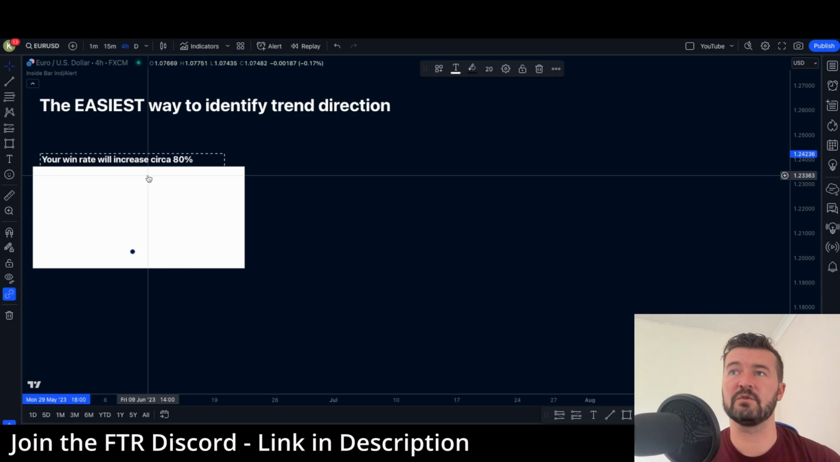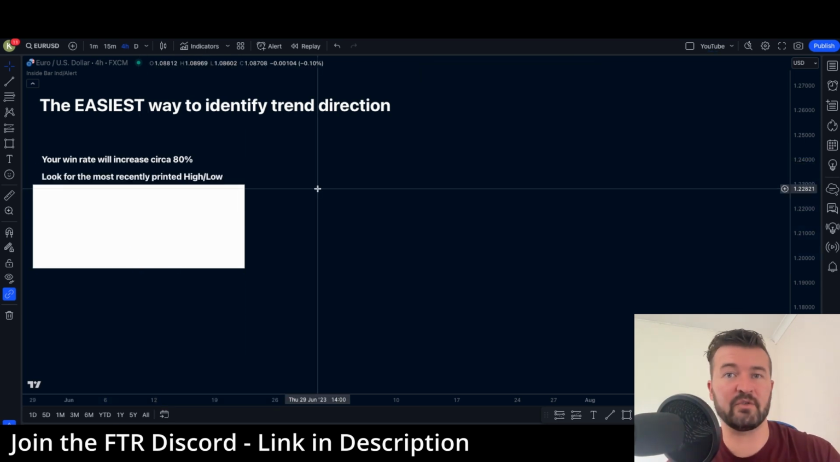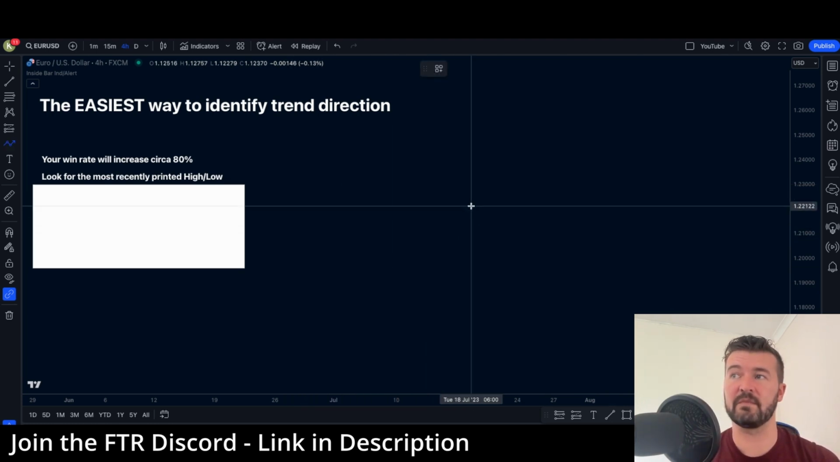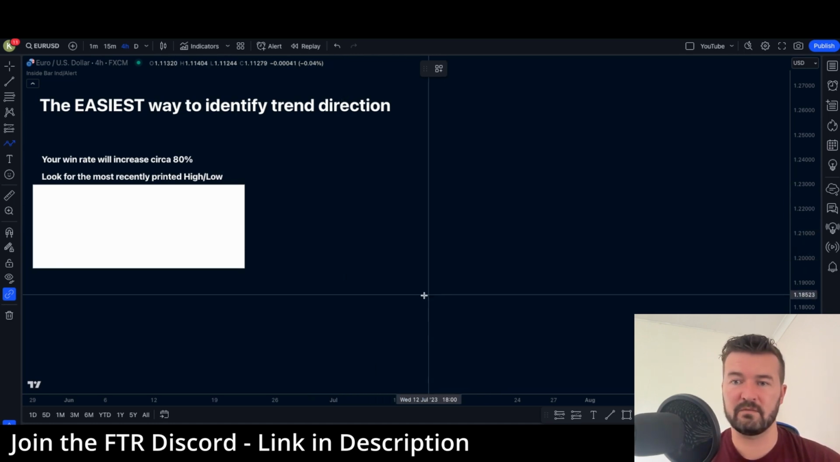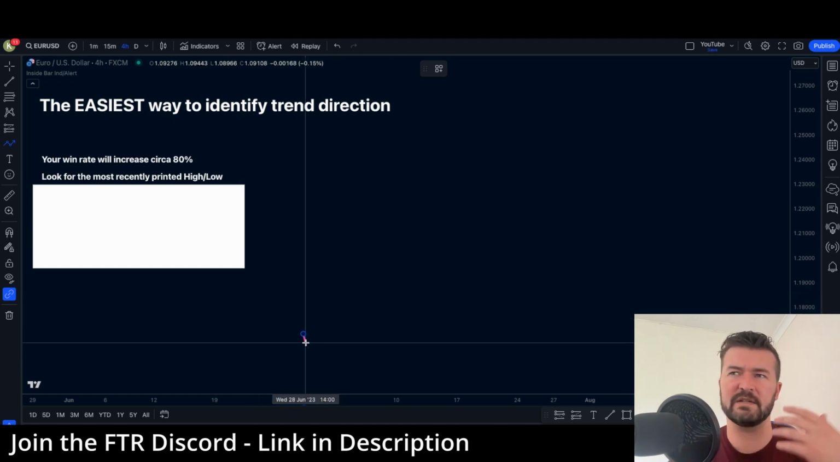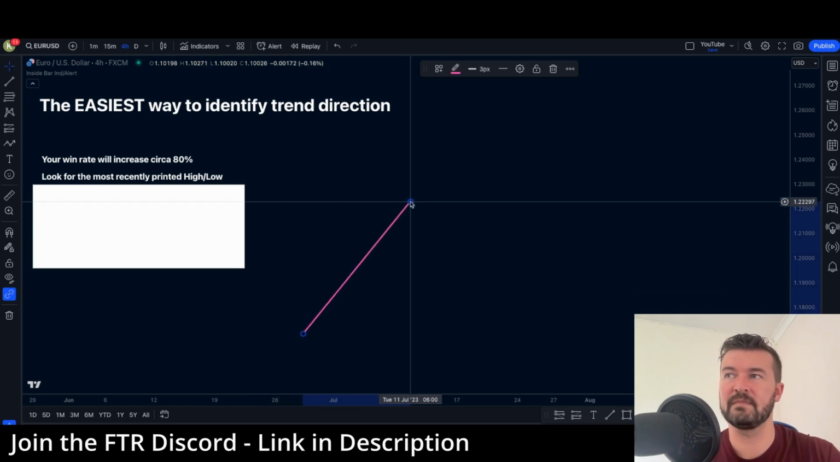So first of all, what do we need to do? We need to look for the most recently printed high or low, okay? First I'm just going to do it on here, then we're going to jump into the charts and I'll show you there. So look for the most recently printed high or low. We're going to have a starting point down at the bottom. I do this on most of my videos. Starting point down at the bottom, end point.